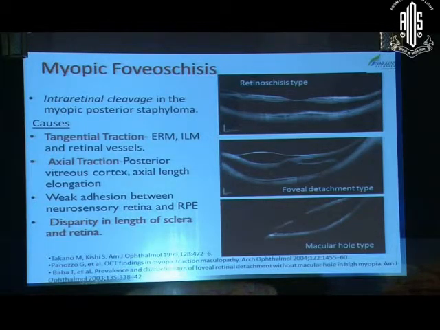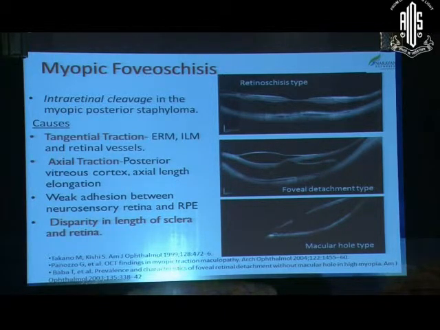And this is also very important. It is being diagnosed very frequently recently because of the availability of SD-OCT. If you don't do OCT, there are chances that you will miss this entity. So this is myopic foveoschisis. You can see the retinoschisis. There are 3 types: when there's a foveal detachment and macular hole type.